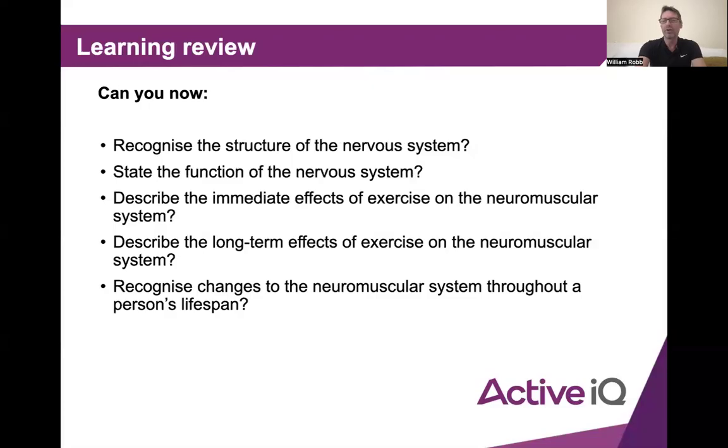Recognize the structure of the nervous system: information goes into the dendrites, into the nucleus, down the axon. The information sent down the axon is called the action potential, and the axon joins on to the muscle at the neuromuscular junction. Know the immediate and long-term effects of exercise on the neuromuscular system, and recognize changes of the neuromuscular system throughout the person's lifespan.